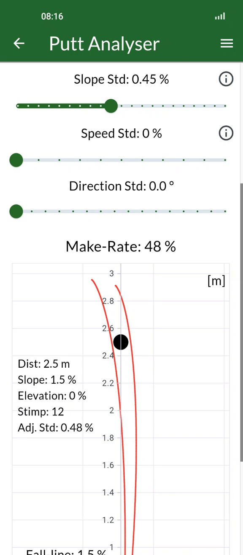So, moving forward, it is very clear that the part of my putting that I need to work most on is slope. And by doing different tests in the app, you can very easily find which part of your putting you need to work more on.